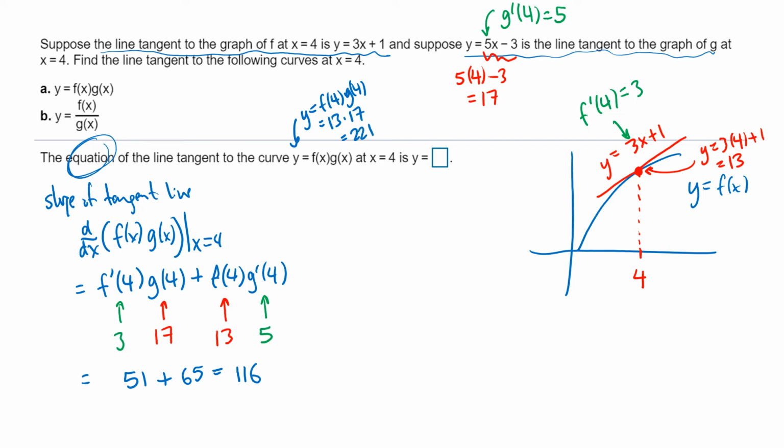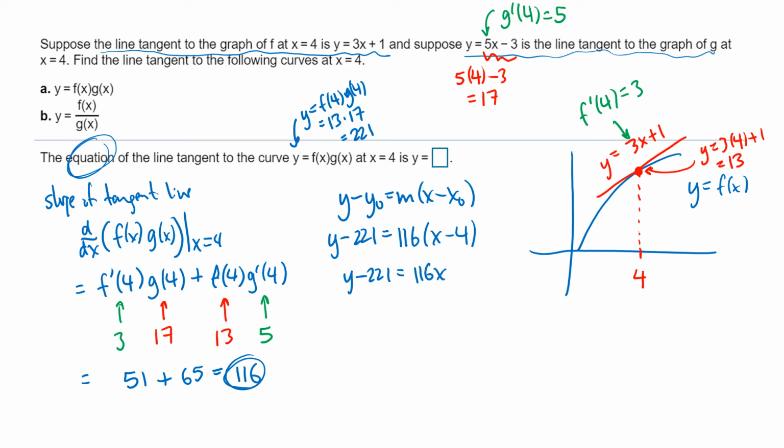So now I go to my point slope form. My point slope form says y minus y0 equals m times x minus x0. My slope I figured out was 116. My x value is 4. And my y value is 221. And now I just have to work all that out.